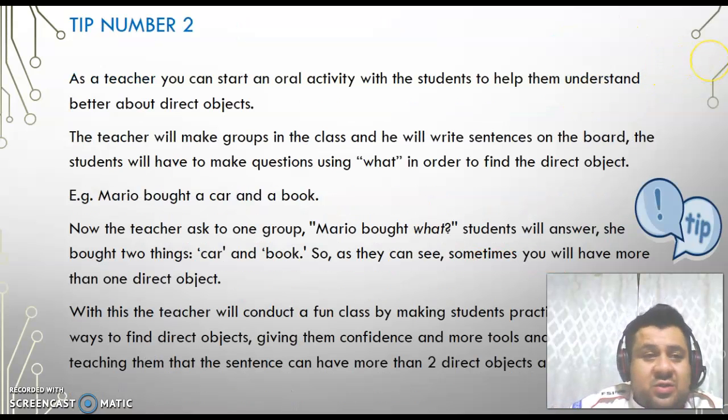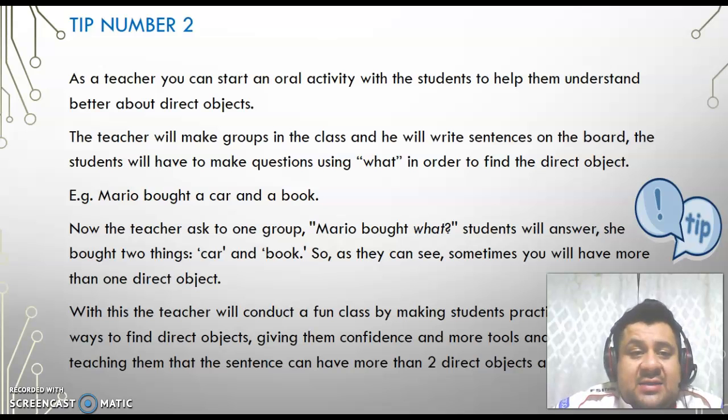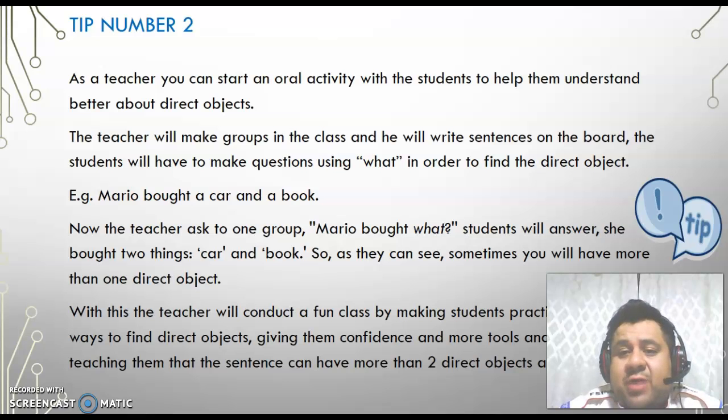For the tip number two, as a teacher, you can start an oral activity with the students to help them understand better about direct objects. The teacher will make groups in the class, for example, and he will write sentences on the board. The students will have to make questions using what in order to find the direct object.